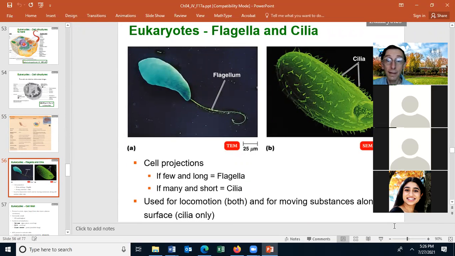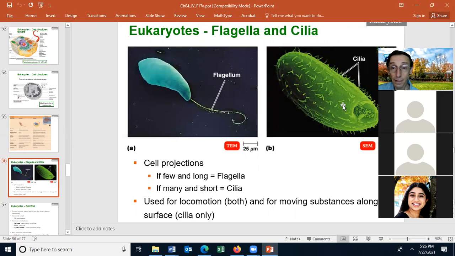Eukaryotes have both flagella and cilia. Flagella is a long whip-like structure that the cell can use for locomotion, and the cell could have more than one flagella. Cilia are short little hair-like structures, and they usually beat in unison, and they're also a structure for locomotion. So if there are few of them and they're long, it's a flagella. If there are many of them and they're short, it's cilia. Remember, there are no cilia in the prokaryotic cells. And they're both used for locomotion.